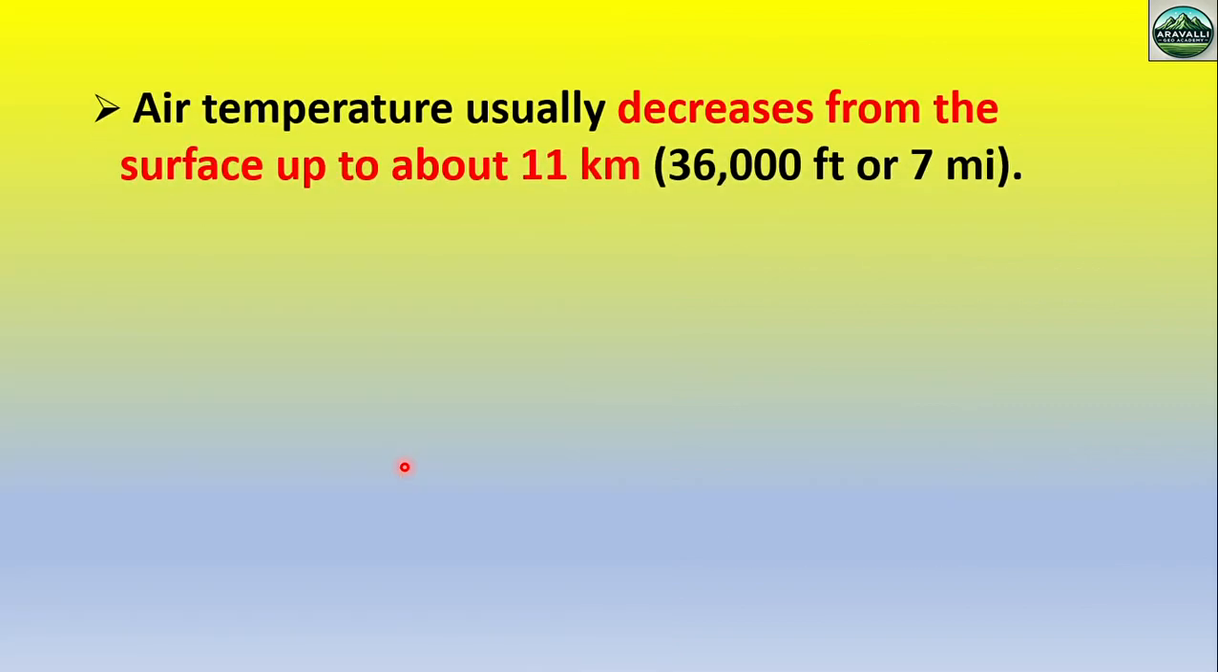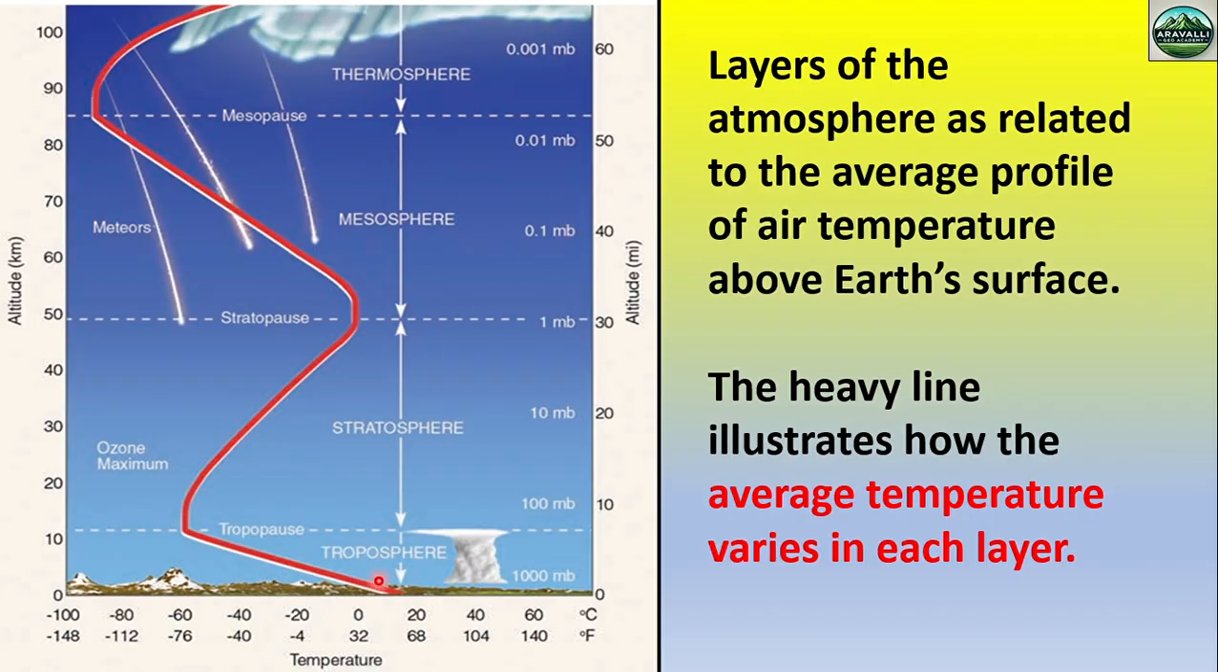First, we know that the air temperature usually decreases from the surface up to 11 kilometer. See this picture again. The average temperature of earth is around 15 degrees centigrade, and in the troposphere, temperature decreases with height. At the top part of the troposphere the temperature is -60, while at the surface it is 15 degrees. So up to 11 kilometer, temperature will decrease with height.